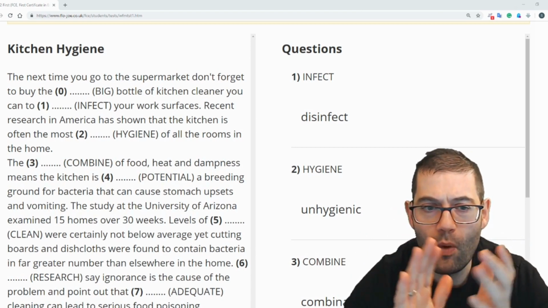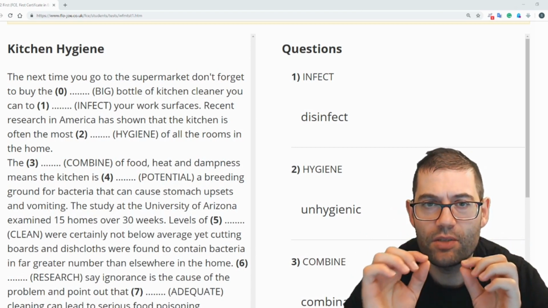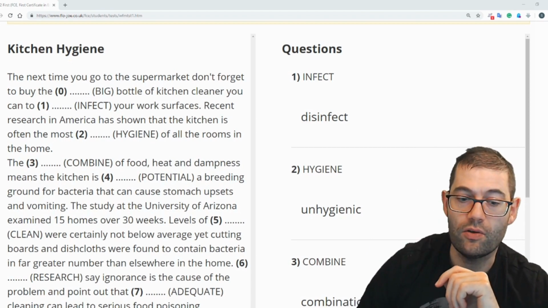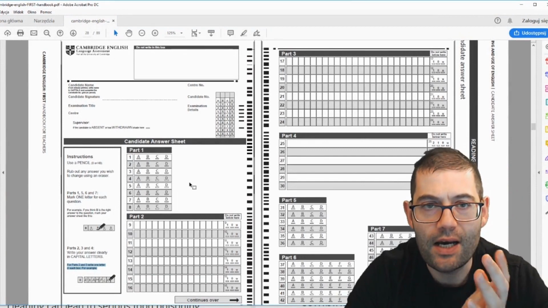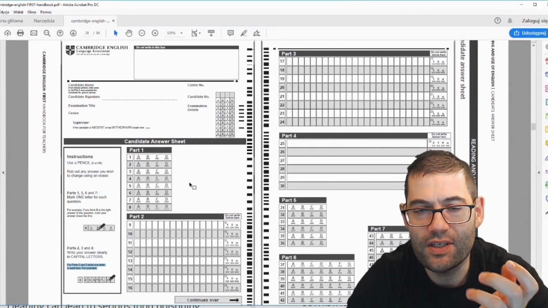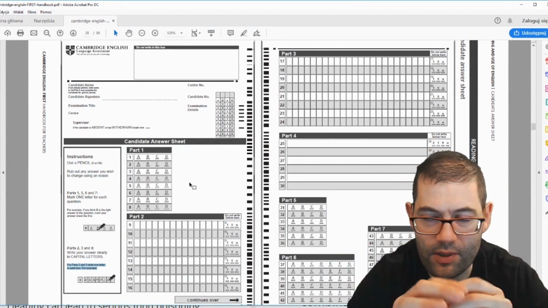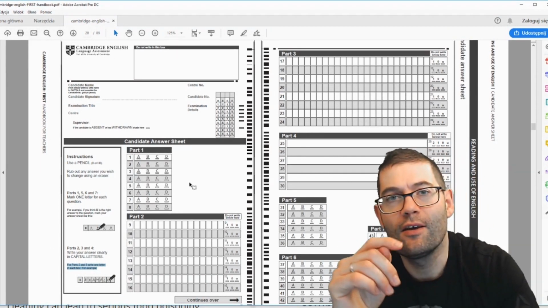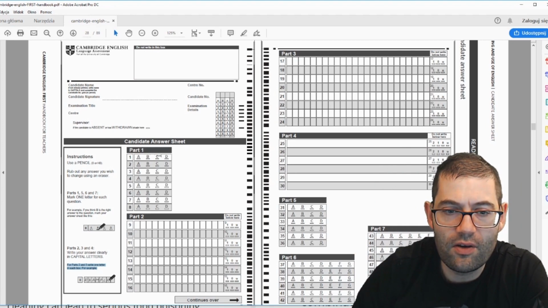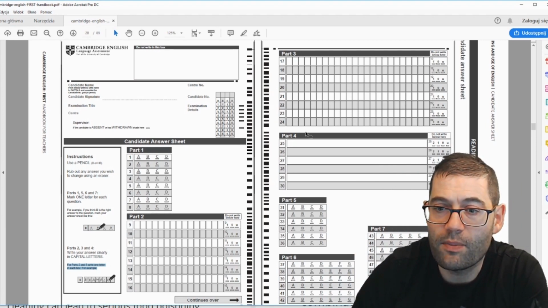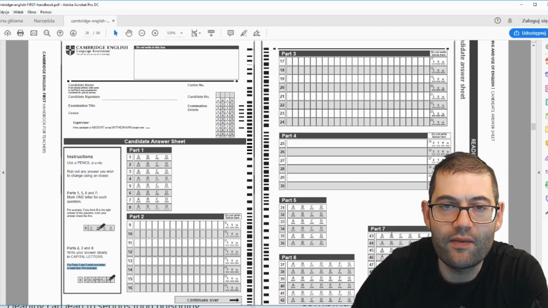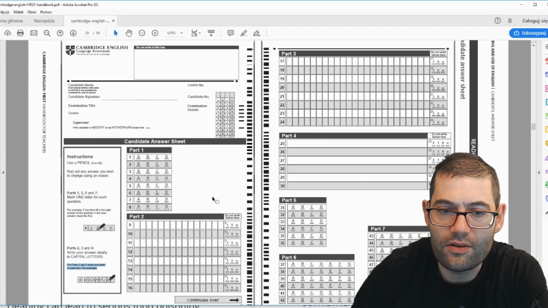Now, one thing to say just before we start, one thing to show you, and that is this. This is the answer sheet for the FCE Use of English paper. I think the CAE's got 8 questions on now. So this is the FCE Use of English paper. As you can see on the first page, you've got part 1, part 2. And then on behind my head, you've got part 3, part 4, 5, 6, and 7 just over my shoulder. These are the reading questions.